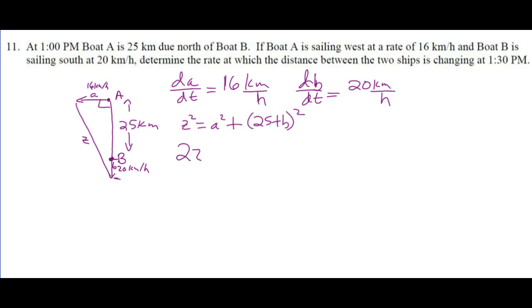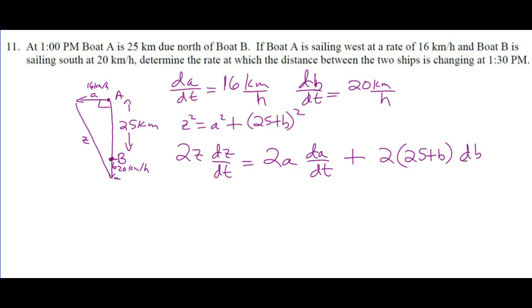So 2z dz by dt is equal to 2a dA by dt, okay, which we know, right, because we can fill that in. And then we've got the b there, right? So we've got (25 plus b) squared, so that's going to be plus 2 times (25 plus b) times 1, right? Don't forget the 1. You don't need the 1. Times dB by dt.